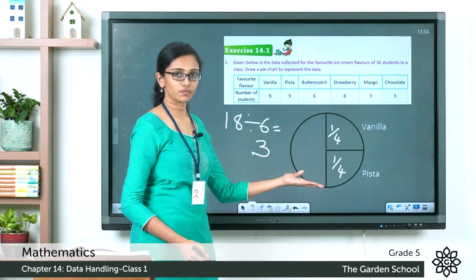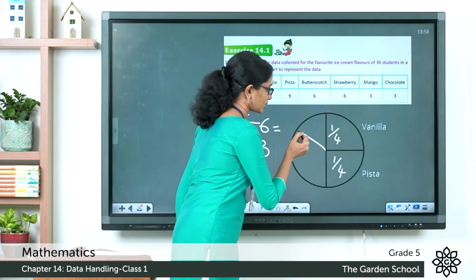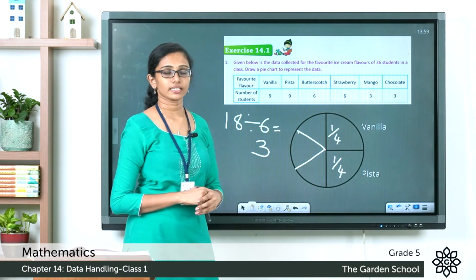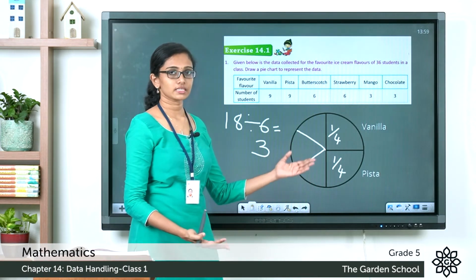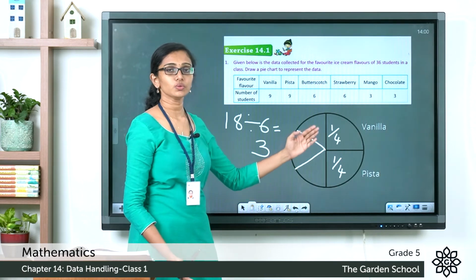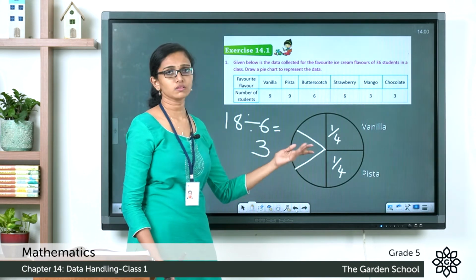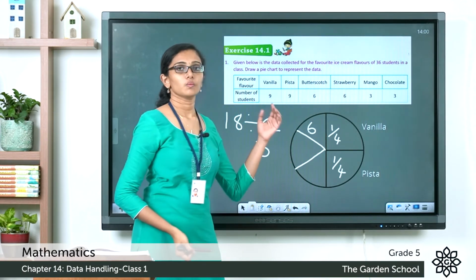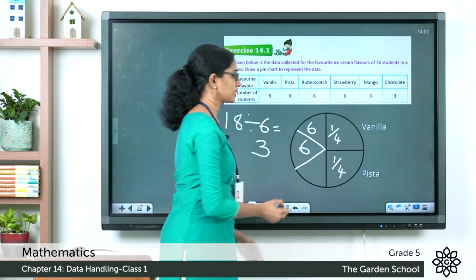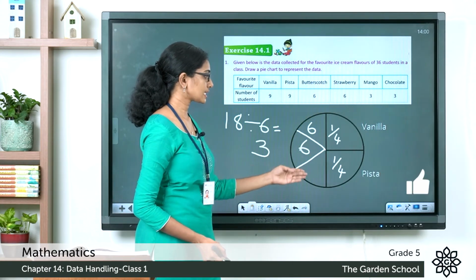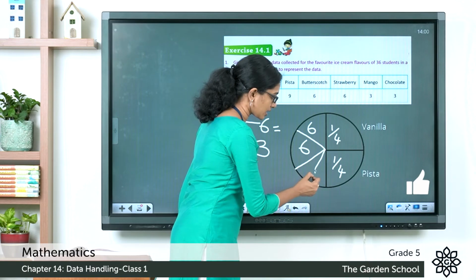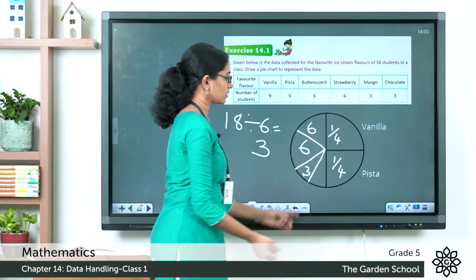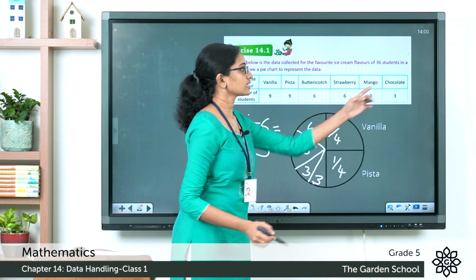So the other half of the circle, I'm going to divide into 3 roughly equal slices. This half represents 18 students. We have divided that into 3 groups and each group will have 6 students. So the first 6 will be the 6 that like butterscotch and the next 6 will be the 6 that like strawberry, and then the remaining 6 is again divided into 3 and 3, where 3 will like mango and the other 3 are the students who like chocolate.